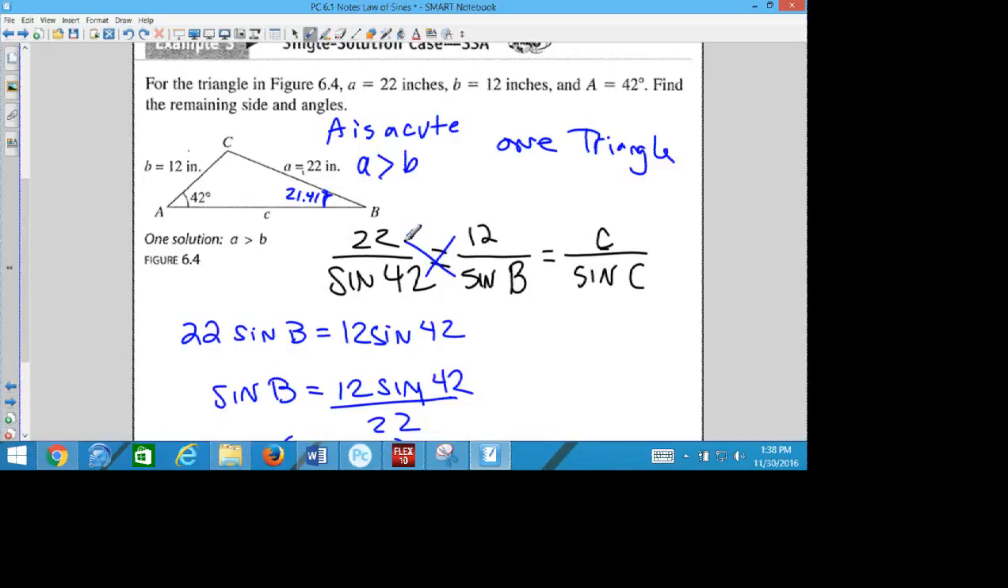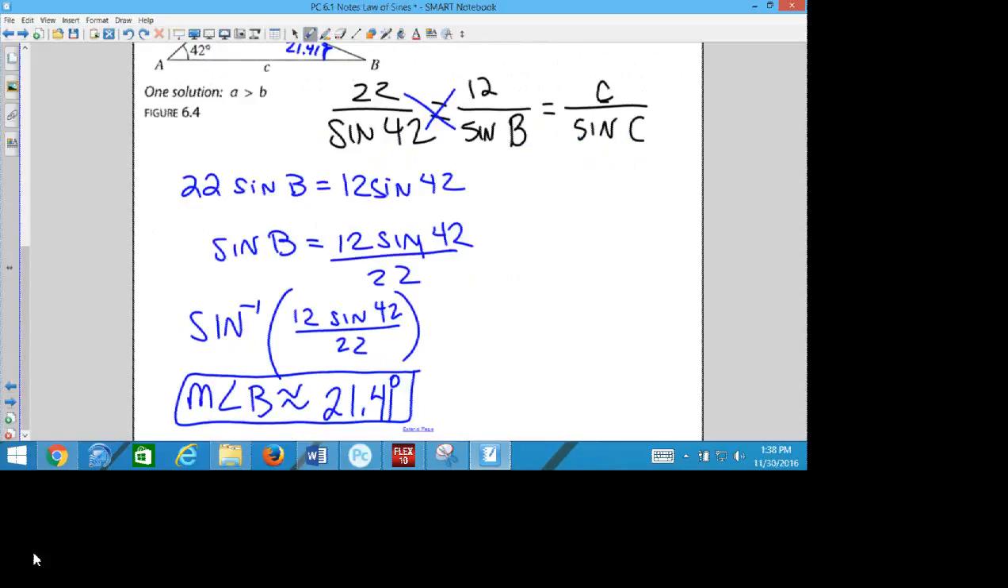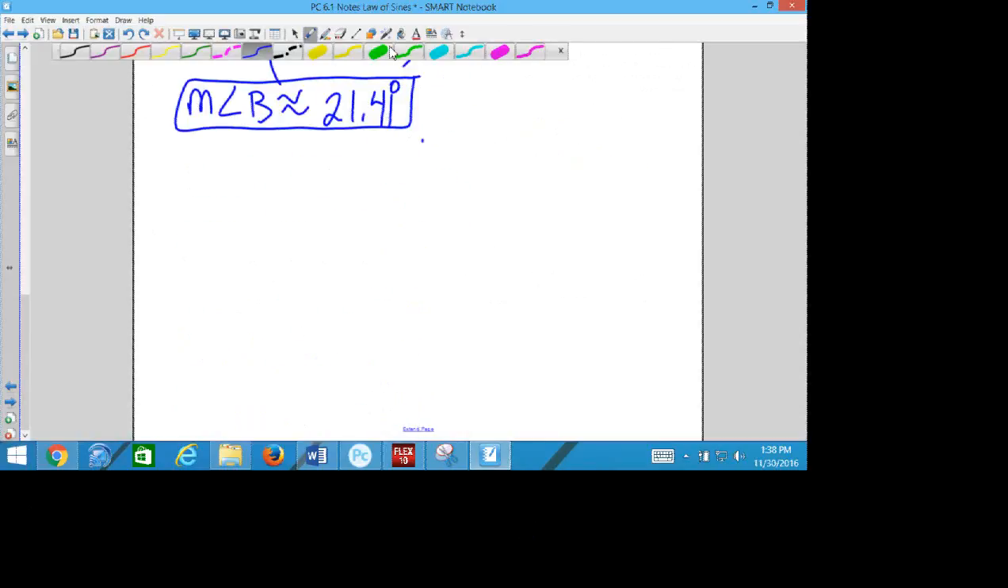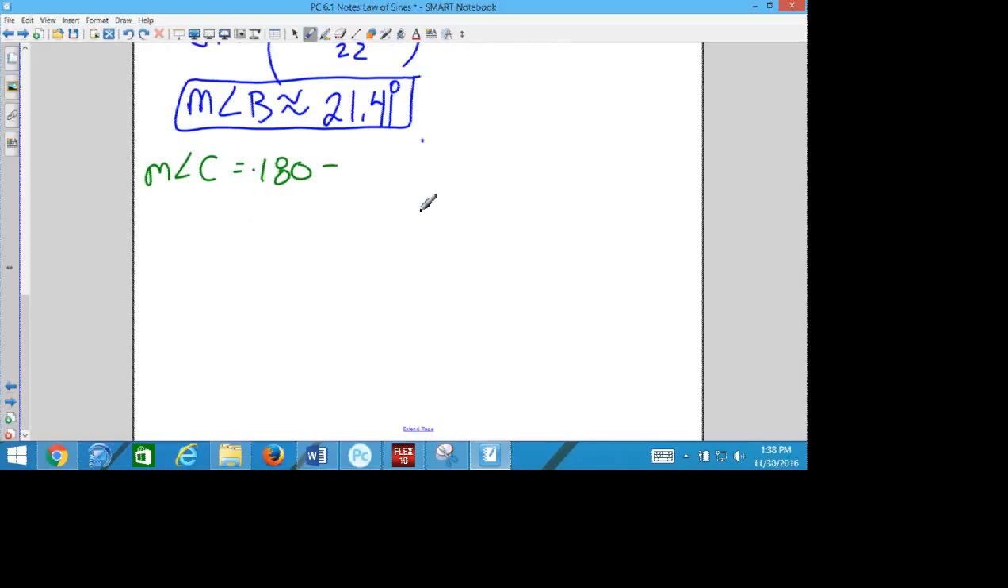So now what can we find? The other angle is C, right? Let's find the other angle. We're going to take 180, subtract off 42, and subtract off that last answer. On my calculator, I'm going to use the answer button so I don't have to round it and I don't have to type it all in. Remember, you can use this answer button.